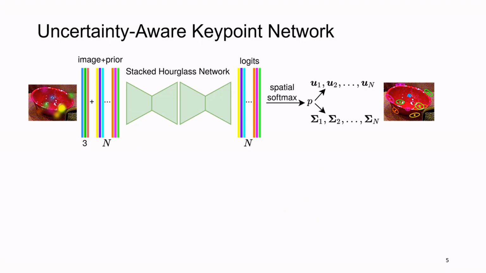Let's go into a bit more detail about our keypoint network. As we mentioned before, the network takes in an image with a prior detection input for each key point. Then, predicting a spatial softmax tensor P, we can predict key points u and uncertainty sigma that is differentiable and pretty reasonable, as you can see here on the right.